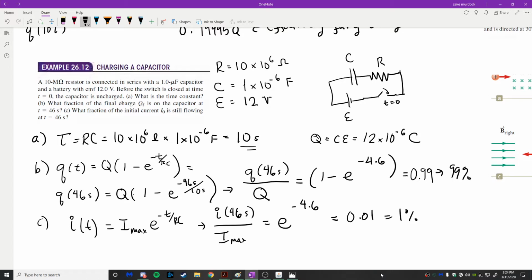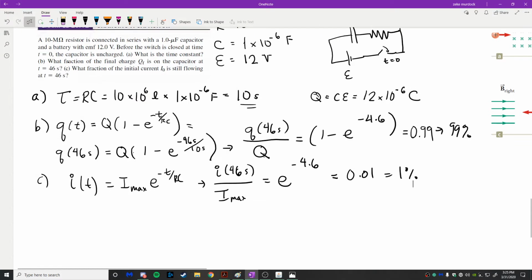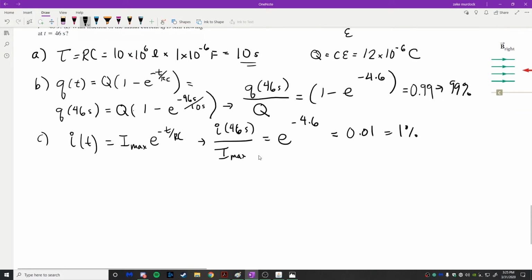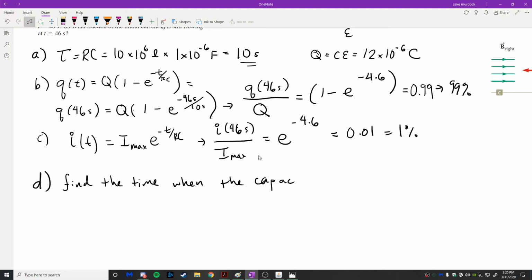Yeah, 0.01, so 1%. I'm going to add a part D onto this because quite often the example problems from Young and Friedman are just a little too simple to show you something that's also going to show up on problems like this. We could say, find the time when the capacitor is at 75% of the maximum charge.